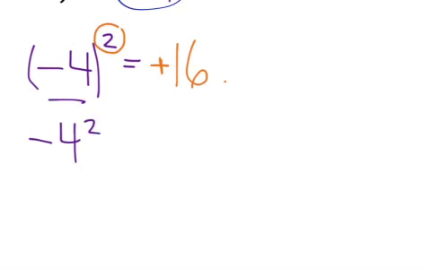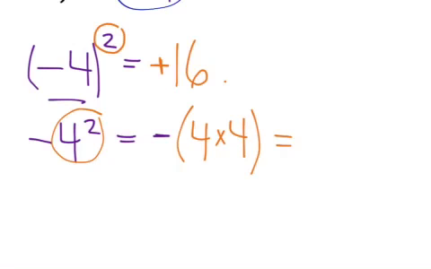Next one. What if it is -4 squared, like this? Are we dealing with a negative base? No. That means, in fact, let me write the expanded form of this. We're going to have a negative sign, and then this is just 4 times 4. So the answer to that would be -16.